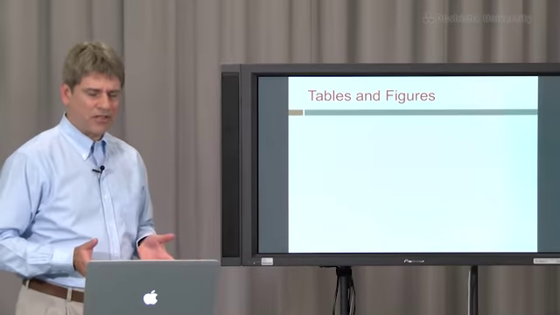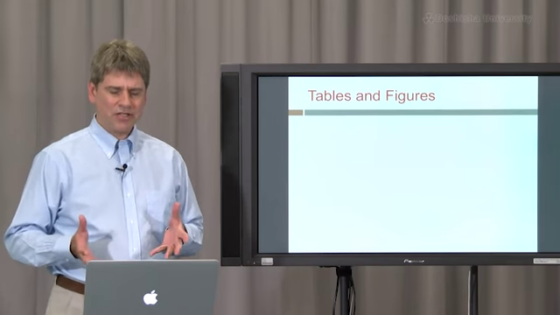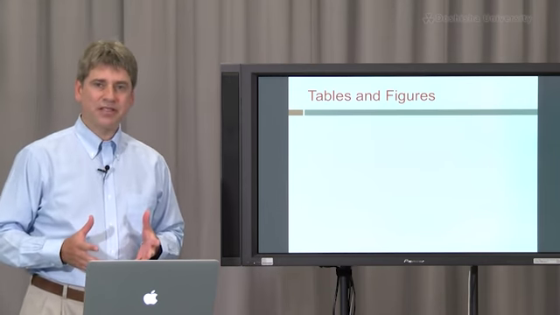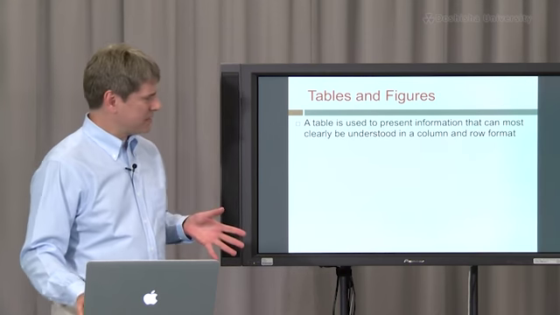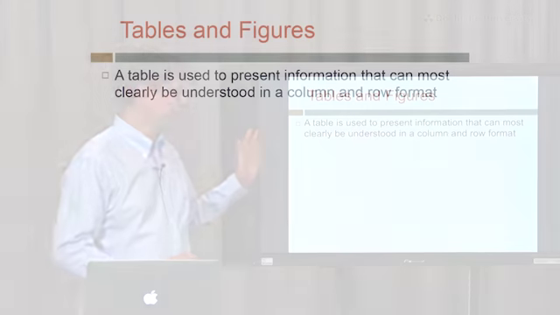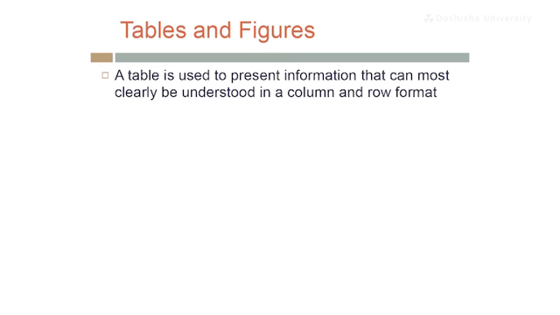So, tables and figures. Where should you use them? Why should you use them? I've talked a little bit about this in other videos, but basically a table is used to present information that can be most easily understood and arranged in columns and rows. So if you're thinking that, oh, you'd like to show somebody a spreadsheet of something, that would be a case where you would use a table.